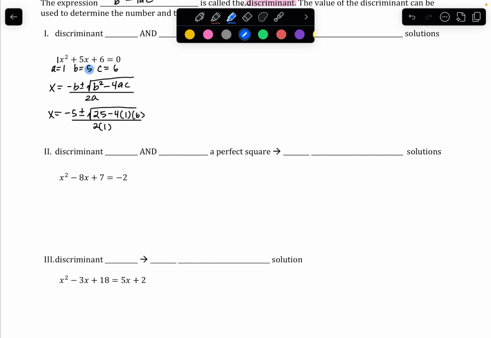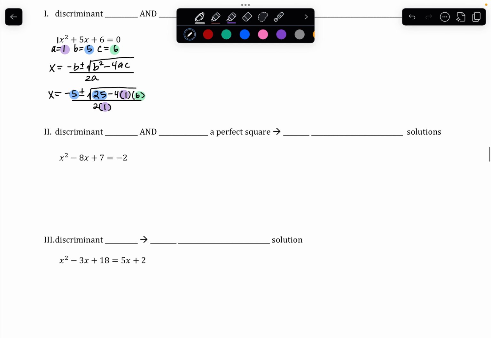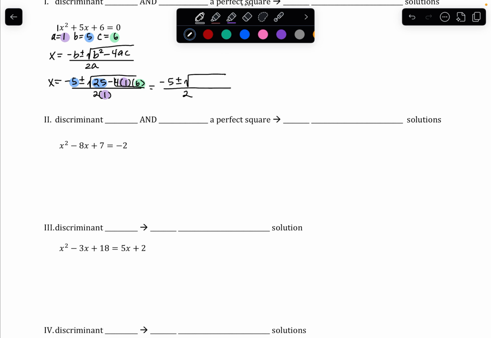B was 5, and that's how we got the 25. C was 6, and A was 1. Now I like to number crunch the expression under the radical, which is called the radicand or the discriminant. So 25, and then 4 times 6 is 24. So 25 minus 24 is just a 1. That 1 is actually a perfect square. We know the square root of 1 is just 1.